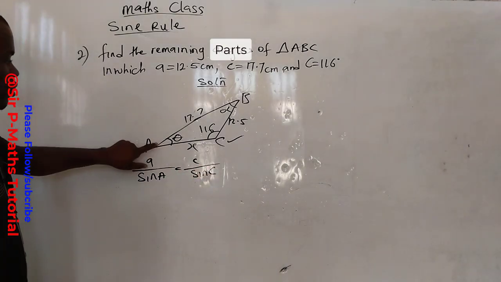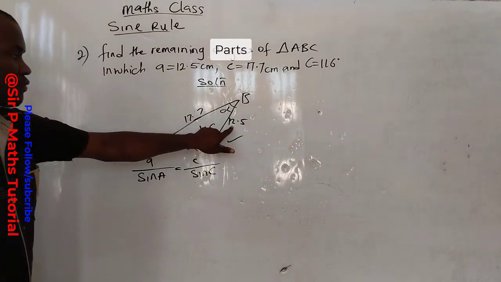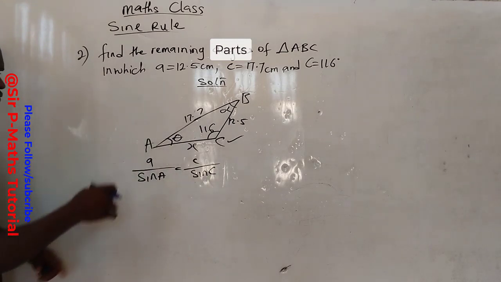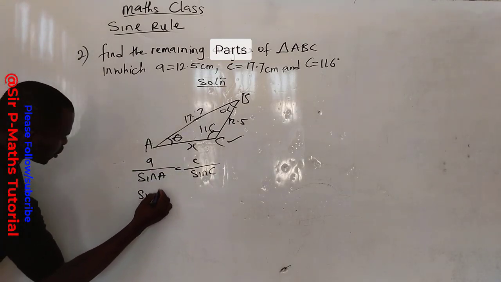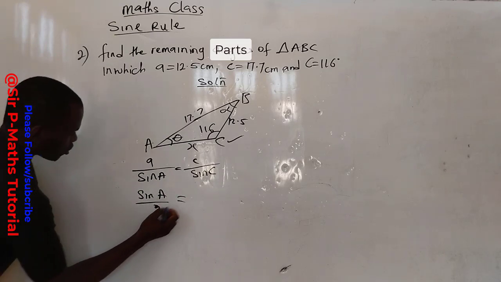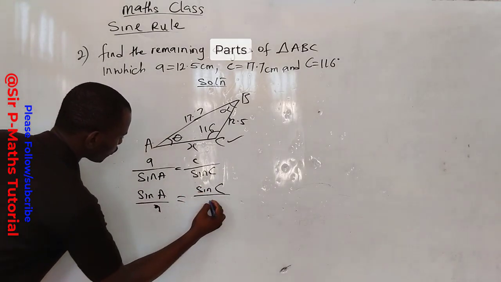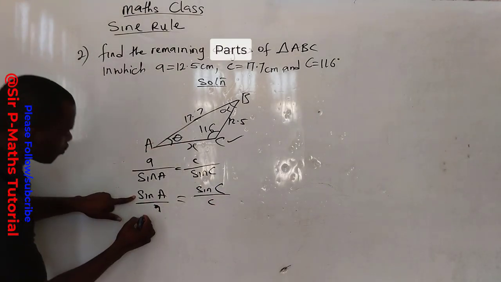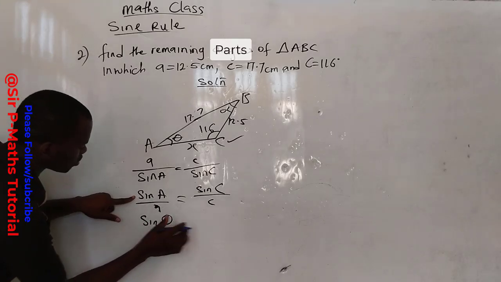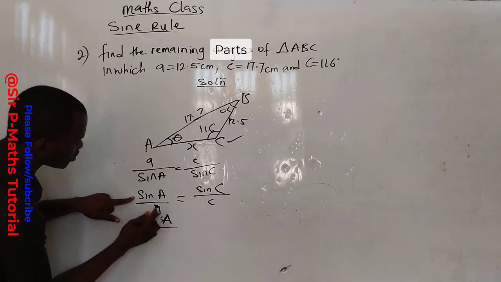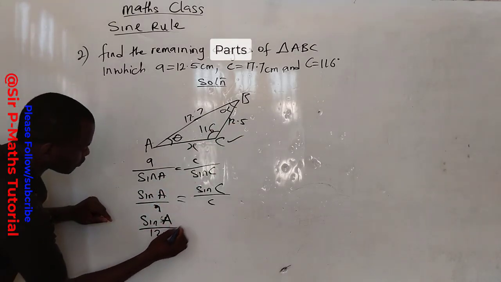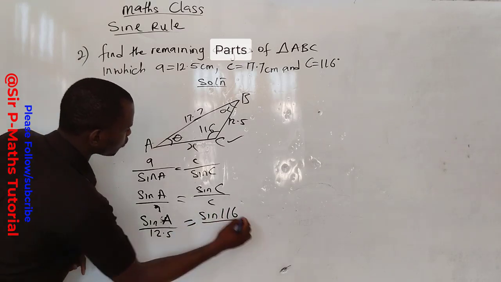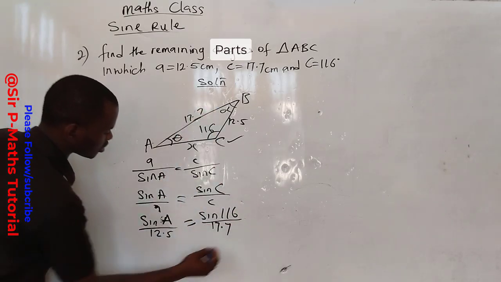Alright, so we are looking for the angle at A since the side facing A is given. Most times when you are looking for an angle, use the inverted form of this formula, that is sine A over a equal to sine C over c. Then let us substitute. For A, I will have sine A over the side facing it, 12.5, equal to sine 116 over the side facing it, 17.7.